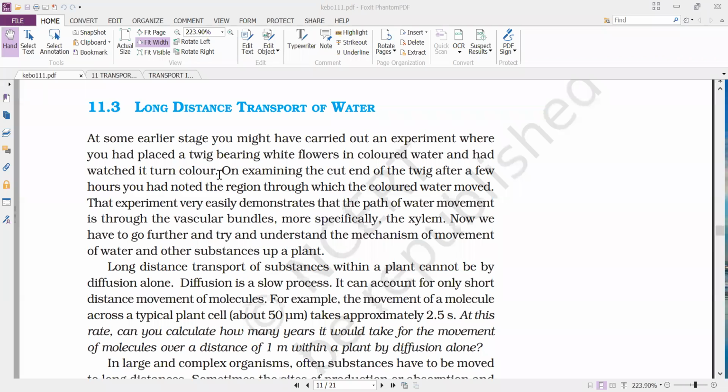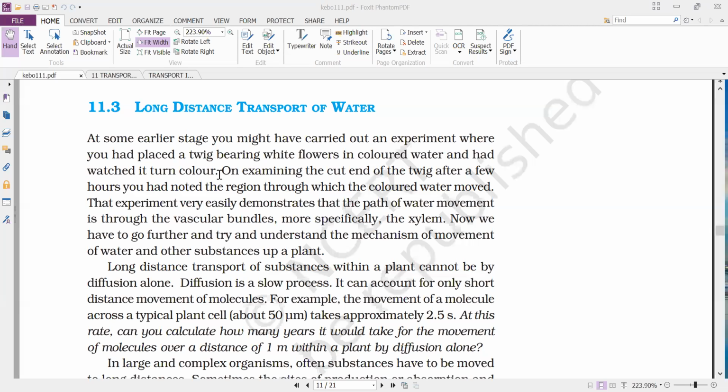Separate a small twig from the plant. Prepare some color solution. Say, for example, you can take potassium permanganate, which is dissolved in water and can be easily absorbed by the plants. Now we have to place the twig with the rose flower in that colored solution. Slowly the colored solution will be absorbed, and after 2 or 3 hours we can observe a change in the color of the flower.